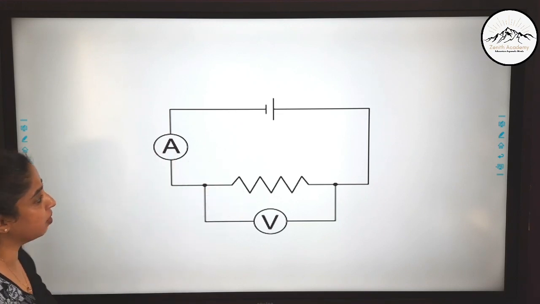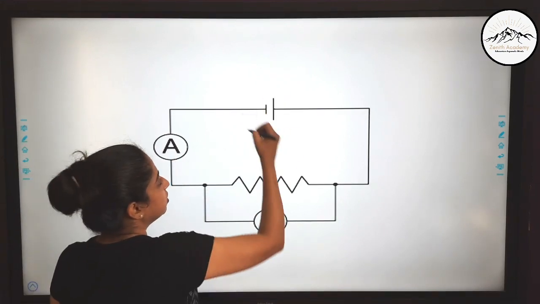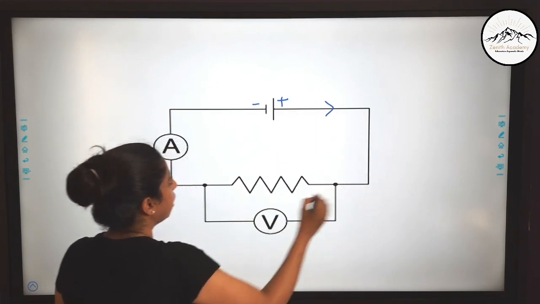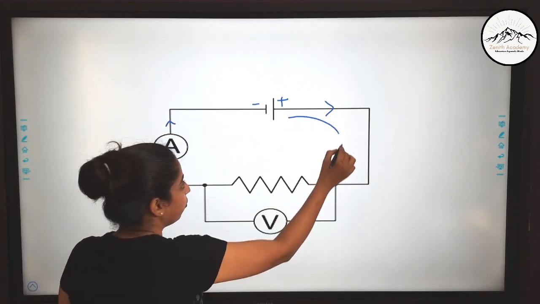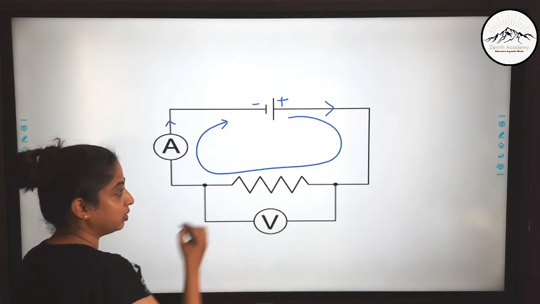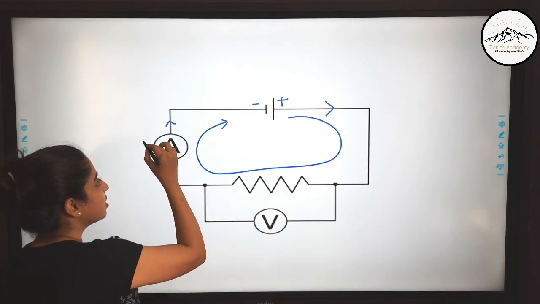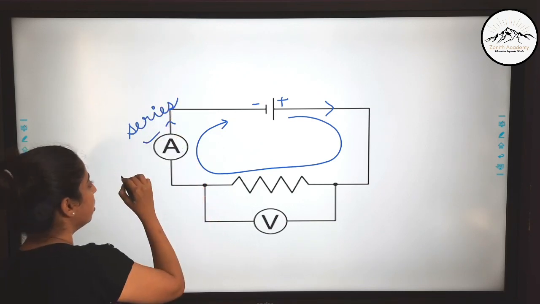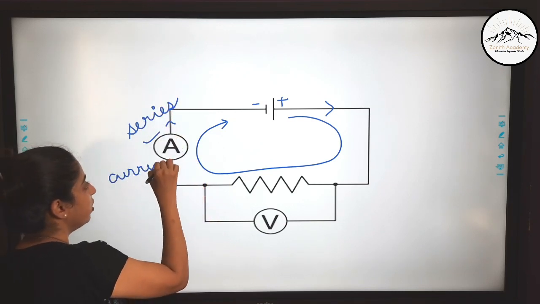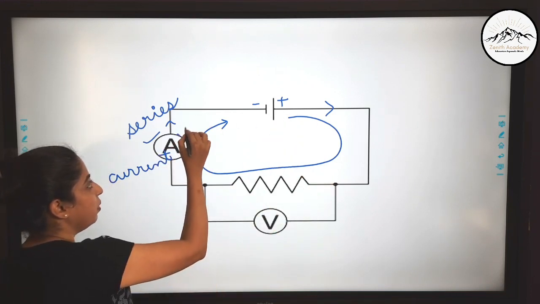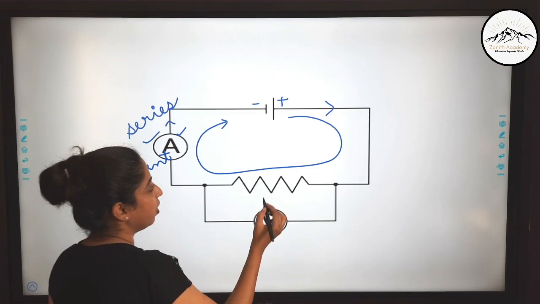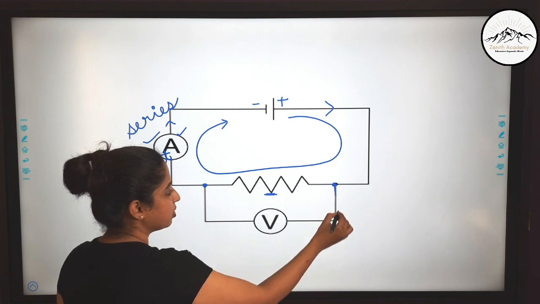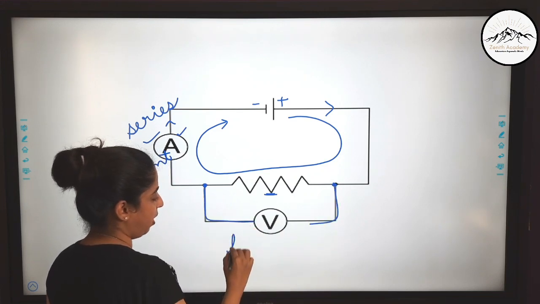So here you can see a circuit diagram. Now this is the cell, positive and negative. So the current will flow from positive to negative in this direction. So this is the flow of current like this. So this is the circuit. Now you can see this ammeter is connected in series, because it is measuring what? It is measuring current. So current is always measured by putting your ammeter anywhere in the series. And we have to measure the voltage across this load. So we have to take 2 points and attach our voltmeter in parallel.